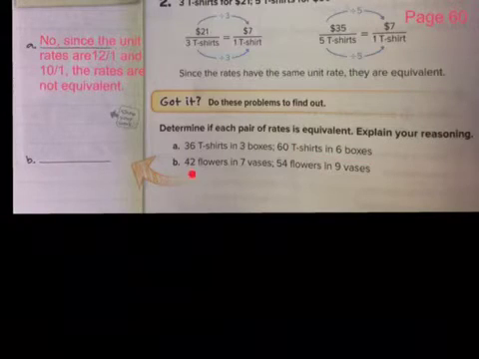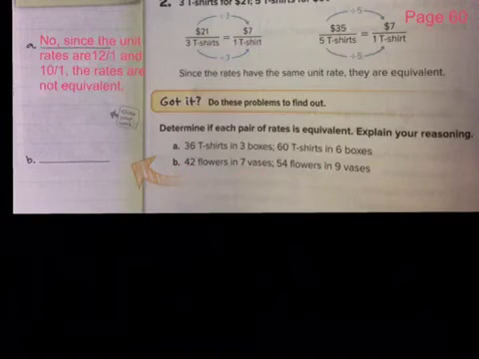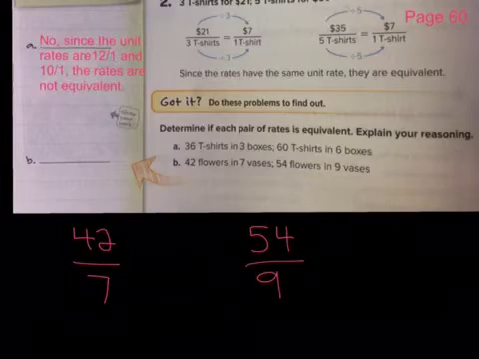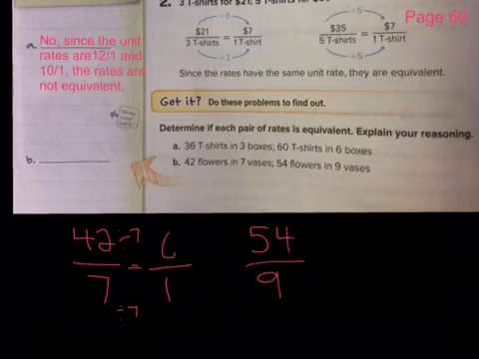Okay, let's look at B. 42 flowers and 7 vases, or some people pronounce it as vases. I say vases. 54 flowers in 9 vases. Okay, so we have 42 flowers and 7 vases. Let's write that down. Okay, so there we have both our ratios, 42 flowers in 7 vases and 54 flowers in 9 vases. Now here's what we can do as well. We can just bring it down to a unit rate. If I bring the 7 down to a 1, it means I had to divide the 7 by 7, right? I must divide the 42 by 7, and I get 6. So it's 6 flowers to 1 vase.